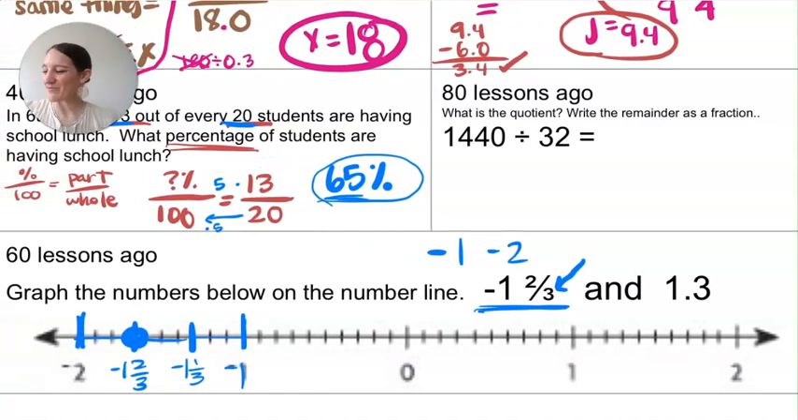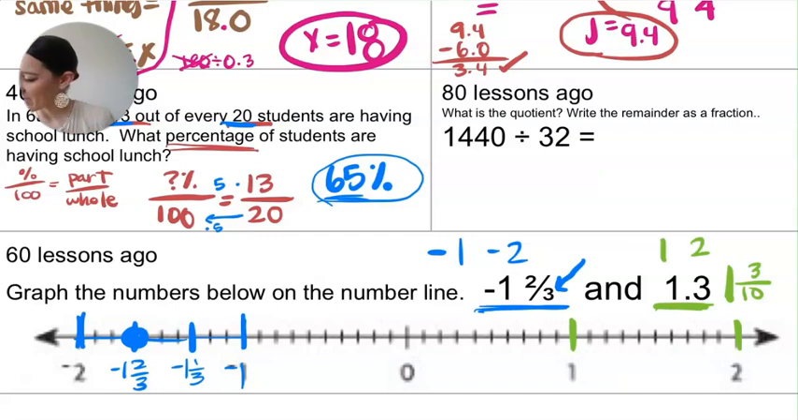1.3. All right, well, 1.3 would be between 1 and 2, wouldn't it? There's 1, there's 2. Now we know that 1.3 is the same as 1 3/10, right? This is 1 3/10. And like we already counted, 1, 2, 3, 4, 5, 6, 7, 8, 9, 10, that's already in tenths. So this means that's 1.1, 1.2, 1.3 is right there, 1 3/10.